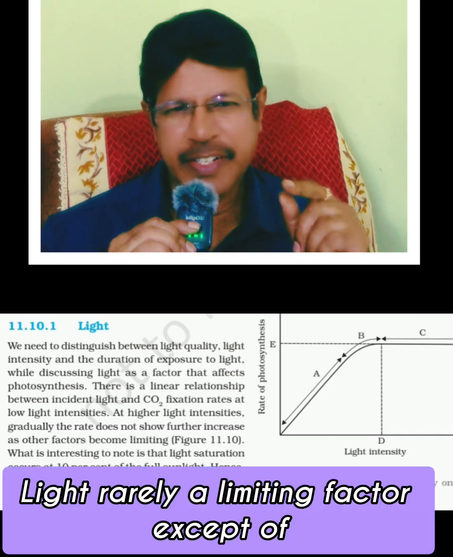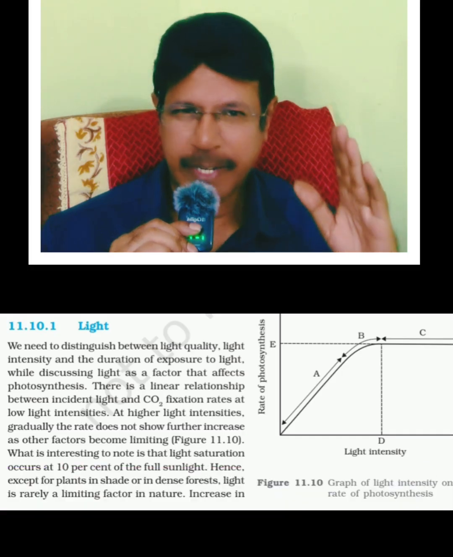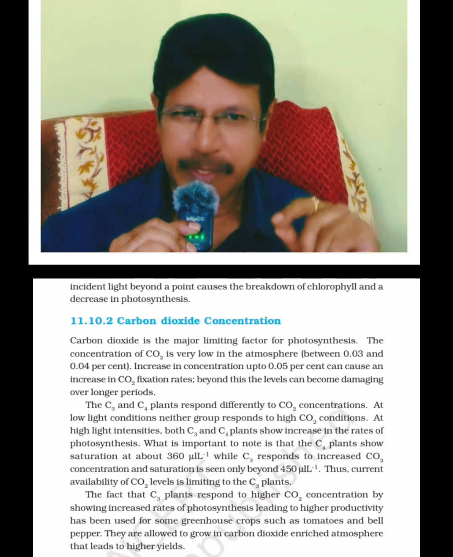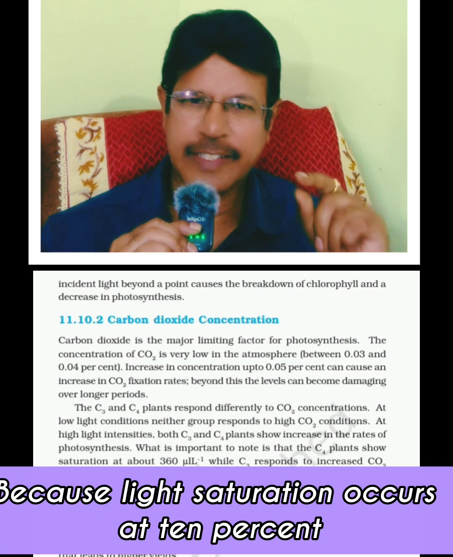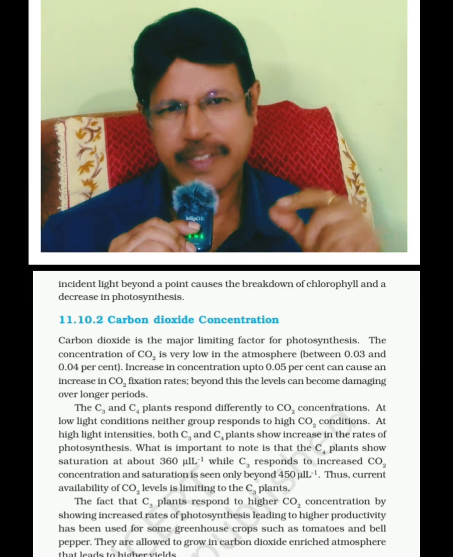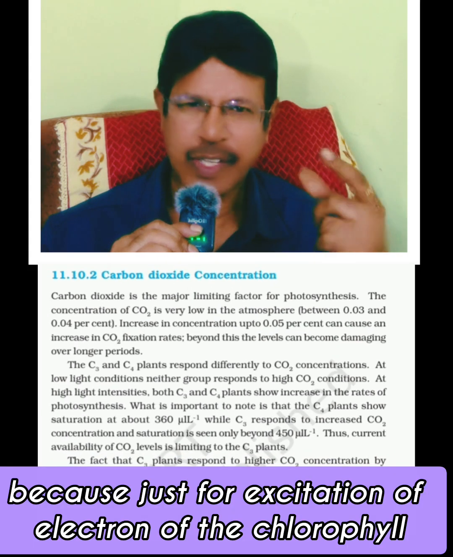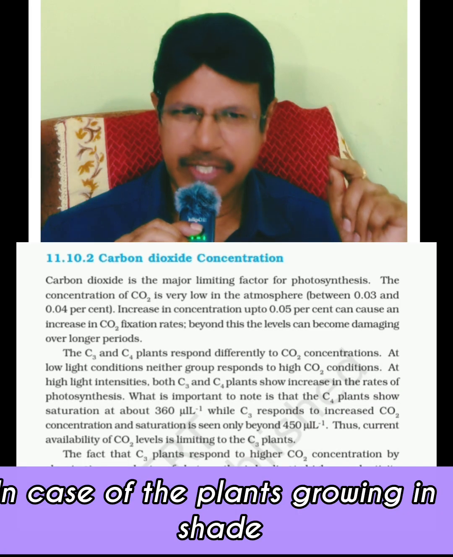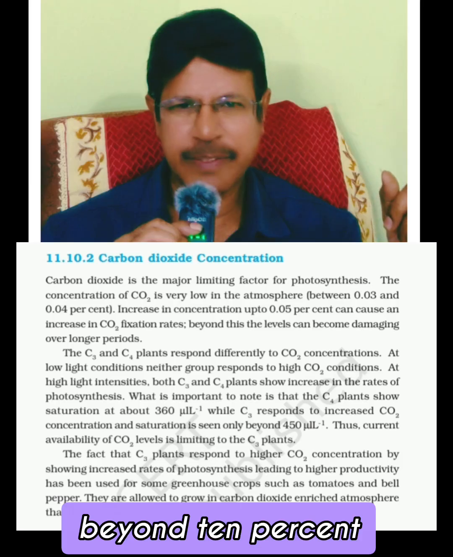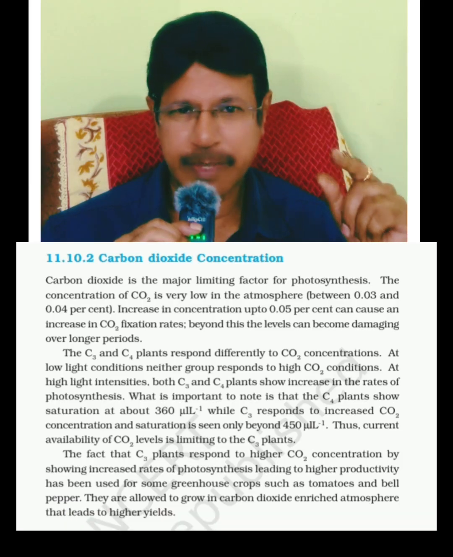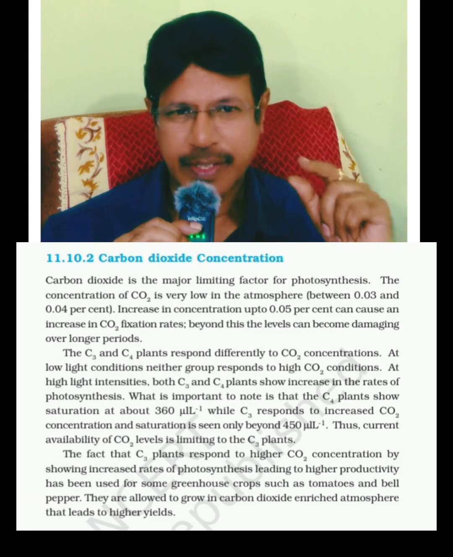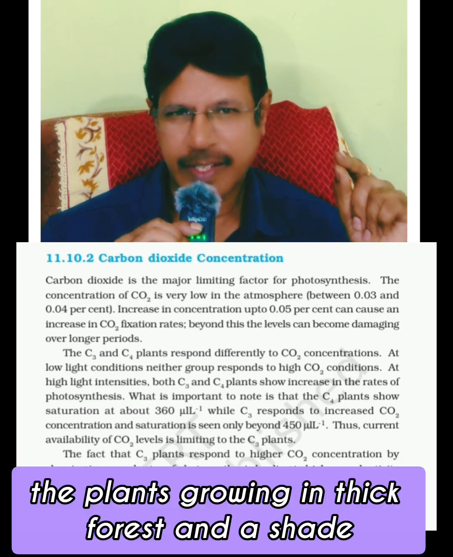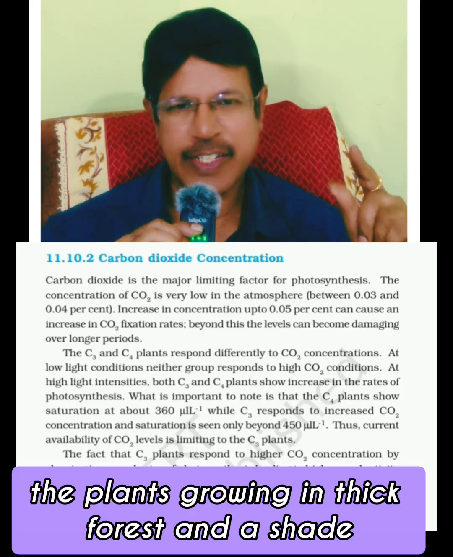Next, light is rarely a limiting factor except for plants growing in shade and thick forest. Why? Because light saturation occurs at 10% of full sunlight, because light is essential just for excitation of the electron of the chlorophyll. In the case of plants growing in shade and thick forest, beyond 10% they require more light, but only diffuse light is available. That's why light is rarely a limiting factor except for plants growing in thick forest and shade.